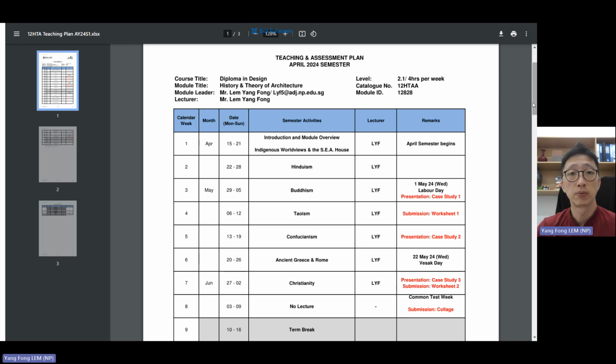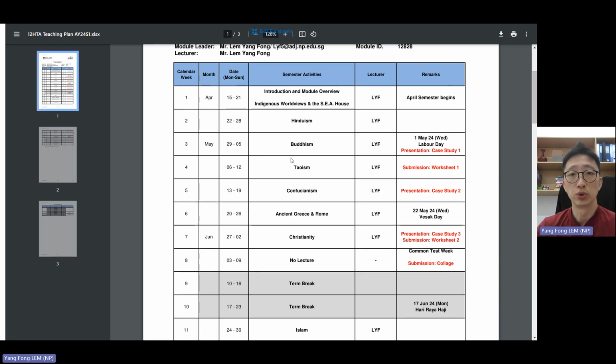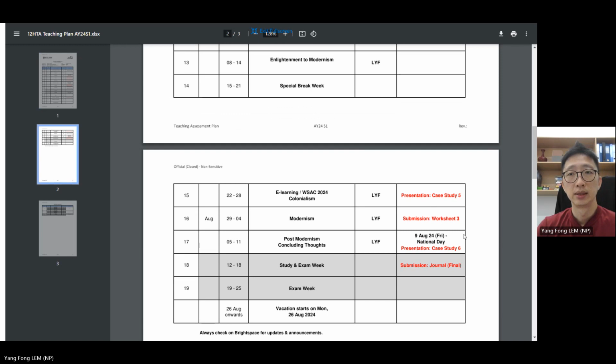In terms of schedule and activities, I usually break it up into two parts, the first part of the semester and the second part. The first 8 calendar weeks form the first part, which culminates in the submission of the collage assignment, which is 15%. Then you go for a term break, and then you come back. The second part of the semester accumulates in the journal submission.